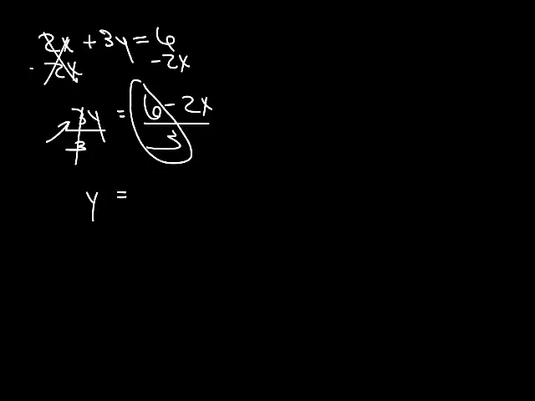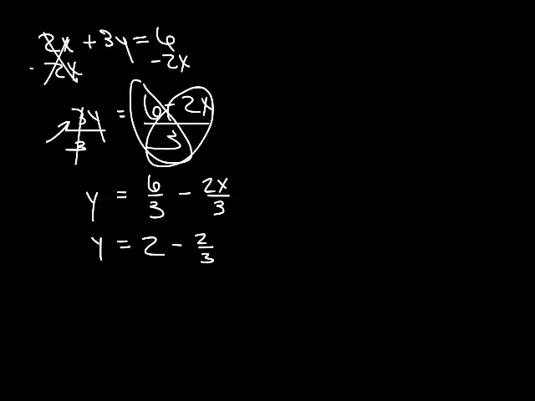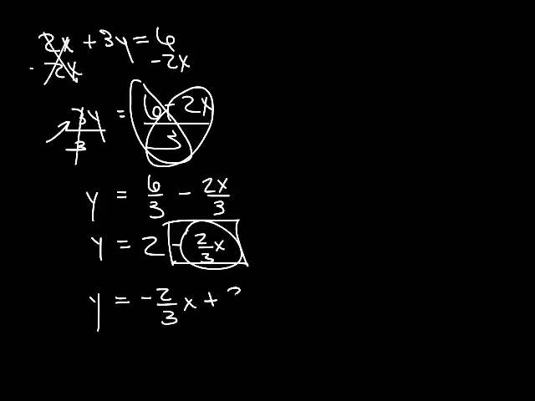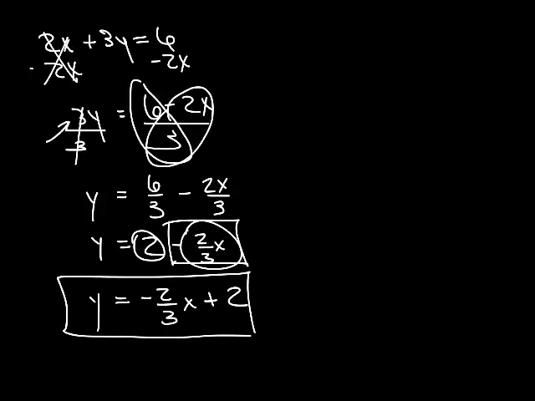Now we split up our fraction. Remember what we did before? We write that as 6 over 3 minus 2x over 3. We change that 6 over 3 to a 2. And we always put our x term first, so we take this whole thing, including the sign, and put it first. Since the sign in front of the 2 does not exist, it's assumed to be positive. So there is step 1, solving for y.